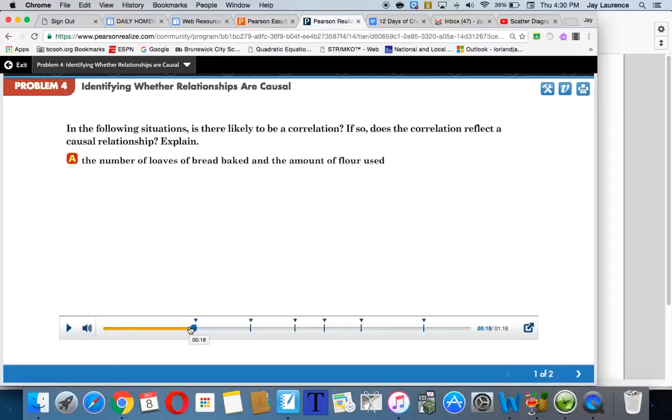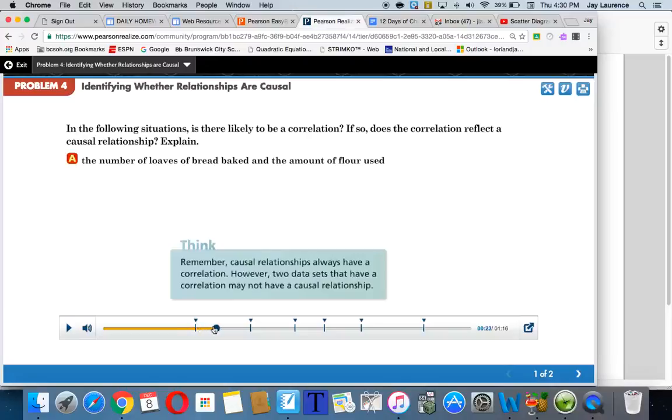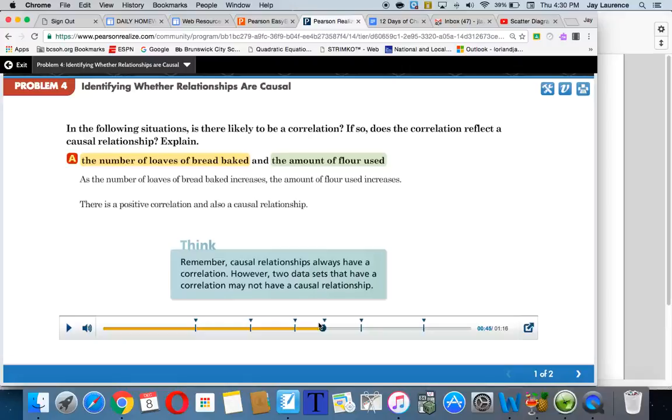The number of loaves of bread baked and the amount of flour used. Okay, so as more and more loaves of bread are baked, do you suppose that more and more flour has to be used? Of course, right? So there is a strong correlation between the two. Now, does baking bread cause the use of flour? Absolutely, because you can't bake the bread without putting flour in. So that is a correlation and an example of causation. Okay. All right, let's see the next. Positive correlation, also a causal relationship.